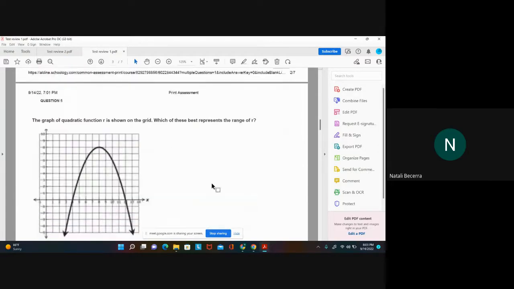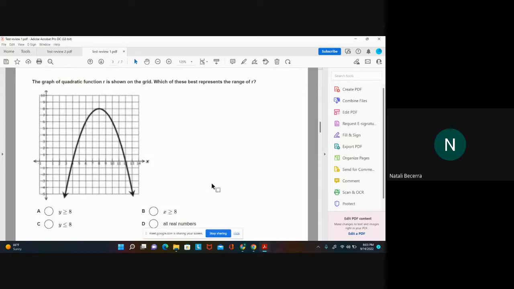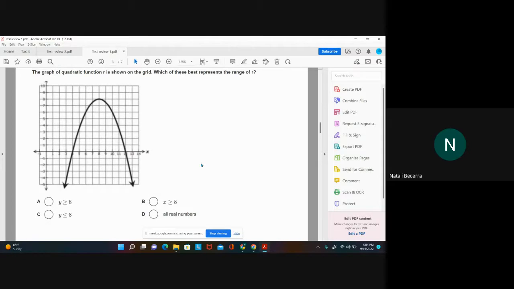All right, moving on. The graph of a quadratic function R is shown on the grid, which best represents the range. So range is y, okay?